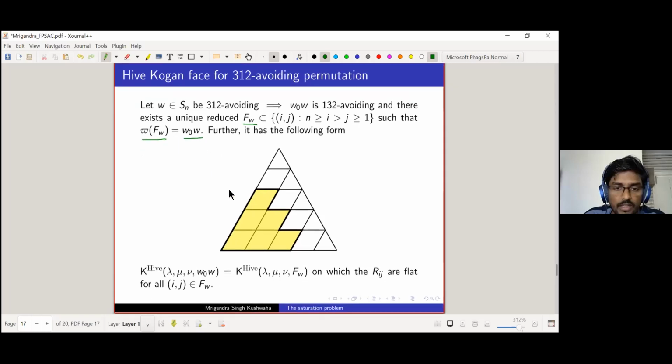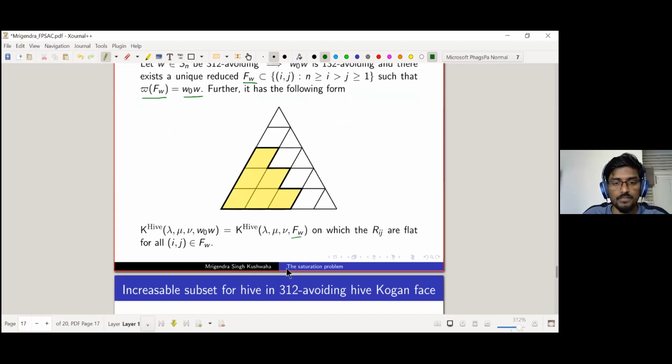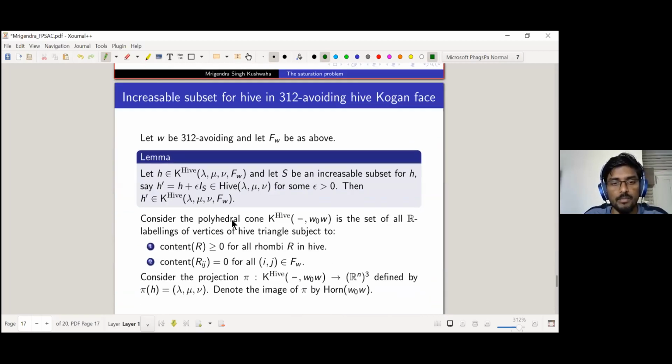The flat rhombi in these phases will appear like this blue shaded part. That will be left and bottom justified. If you tilt this by 30 degrees vertically, it will look like a reverse Young diagram. So it will have a special form. Now K lambda mu nu W not W, remember the definition: this was the union over all reduced Kogan phases. But here the reduced Kogan phase is unique, so this is just a single phase, K Hive lambda mu nu F_W. Due to this special shape, we conclude this lemma.